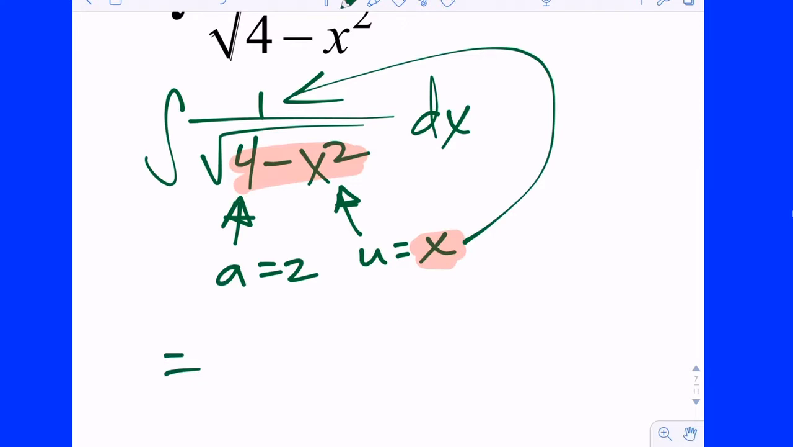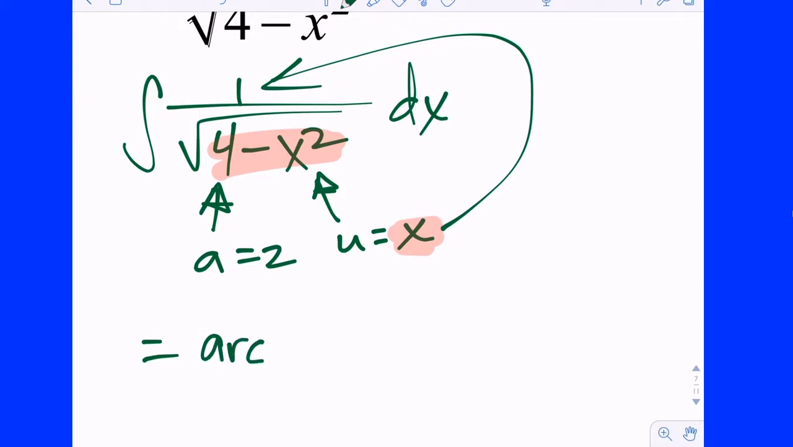It is an arcsine. There's no rider other than a 1. There's no correction. Does arcsine have a 1 over a in front? It does not. So we go straight to arcsine or inverse sine of u over a, which is x over 2 plus c, or 1/2 x. Either way. And there's your answer.